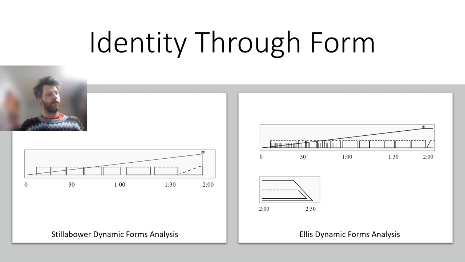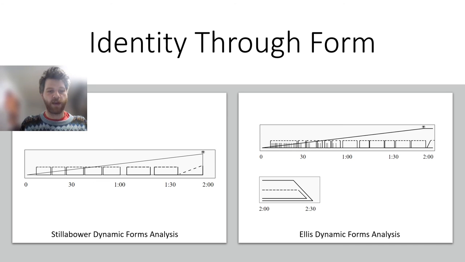Identity through form. We can clearly see how both of these forms have a similar resemblance. They both begin very quietly and have a climax around the 2 minute mark, which is marked by a goal attainment glyph, the circle triangle there. And these gestures are called forward-oriented gestures.